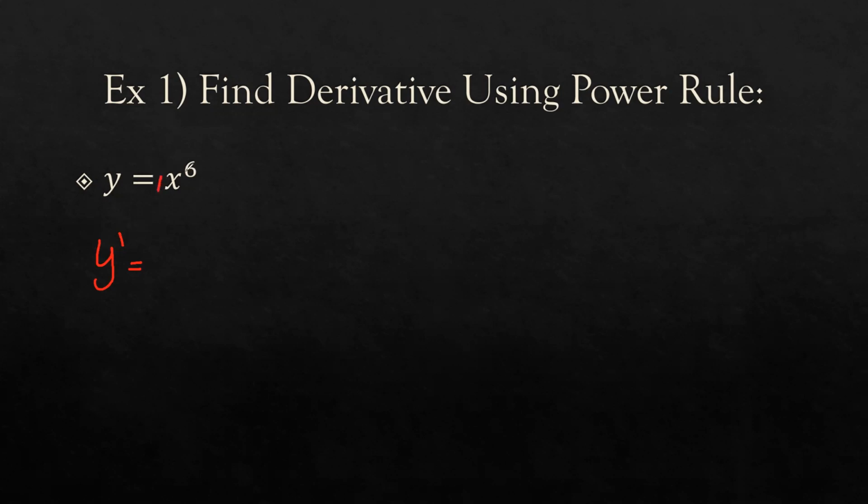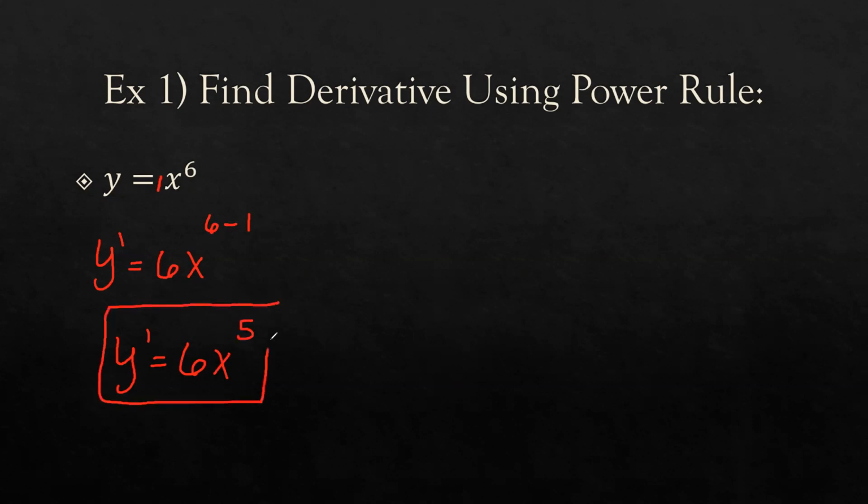So it's just one times the power. One times six is six. The letter stays the same, and then the new power is going to be the old power minus one. So y prime equals 6x, and then 6 minus 1 is 5. And that is pretty much it. Not too bad, right? Let's move on to example 2.